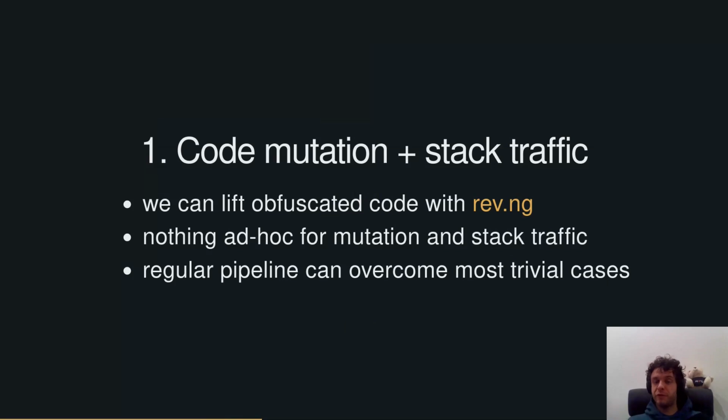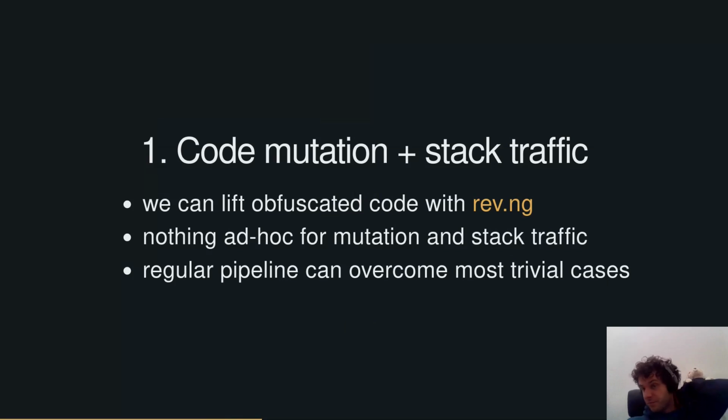So pretty cool, huh? This means that Revenge is able to lift obfuscated code as part of its regular decompilation pipeline, without having anything specific that is targeted at undoing mutation and useless stack traffic. Revenge is able basically to deobfuscate the most trivial cases of such techniques. Of course, you can build something more complicated that Revenge doesn't support out of the box, but this is already pretty impressive considering that we are not doing anything specific to counter obfuscation in this case, okay?